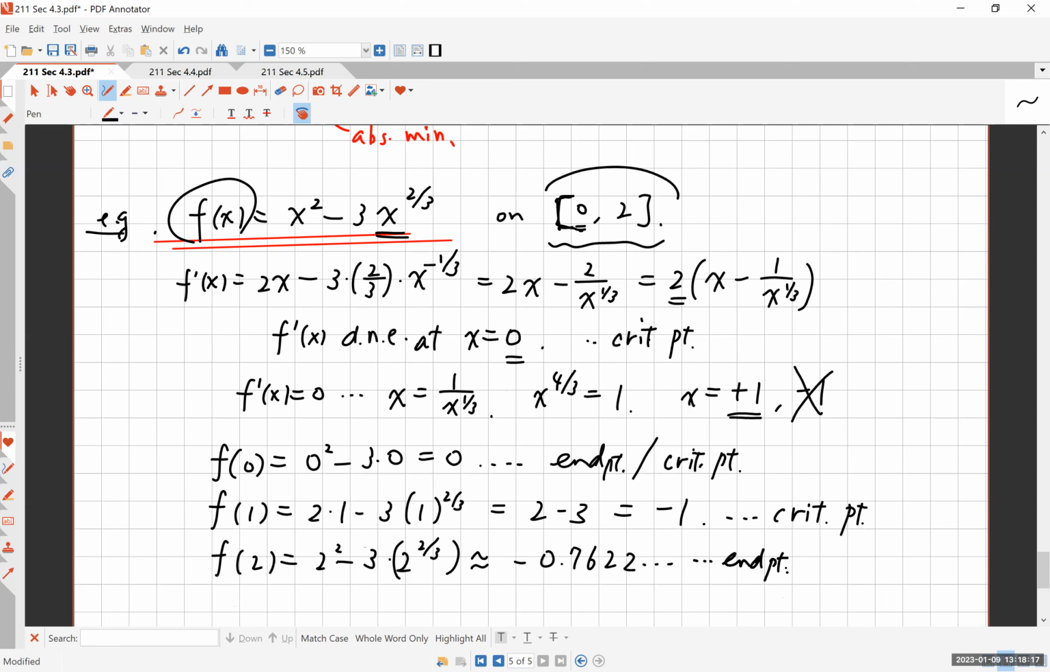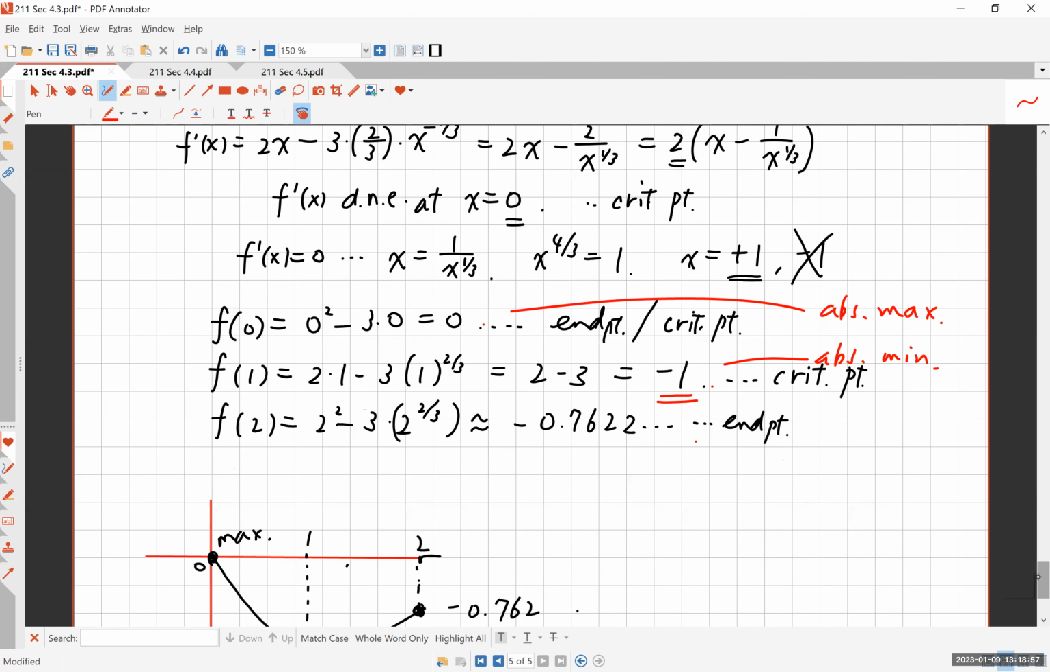And these are the only points where f can have its absolute maximum and absolute minimum on this interval. Now, which one is the largest value? 0, -1, -0.7. This looks like the absolute maximum because it's the highest point, even though it's 0. And this is the absolute minimum. Okay, so you can say f on this interval has its absolute maximum, which is 0, occurring at 0, and its absolute minimum is -1, occurring at 1.